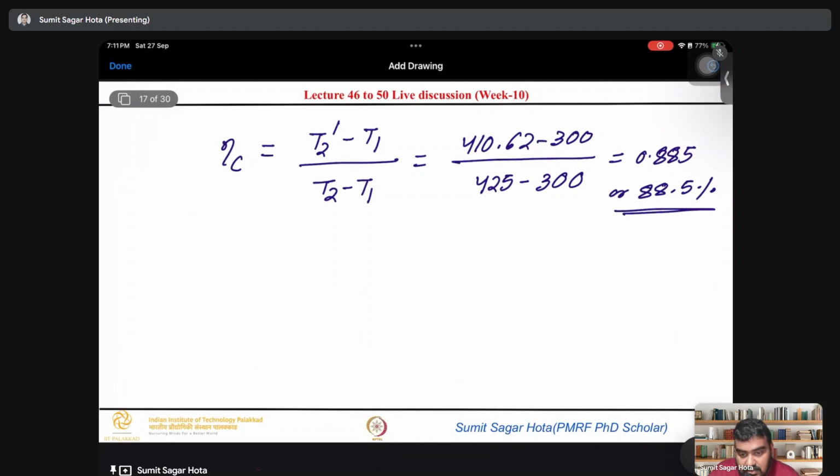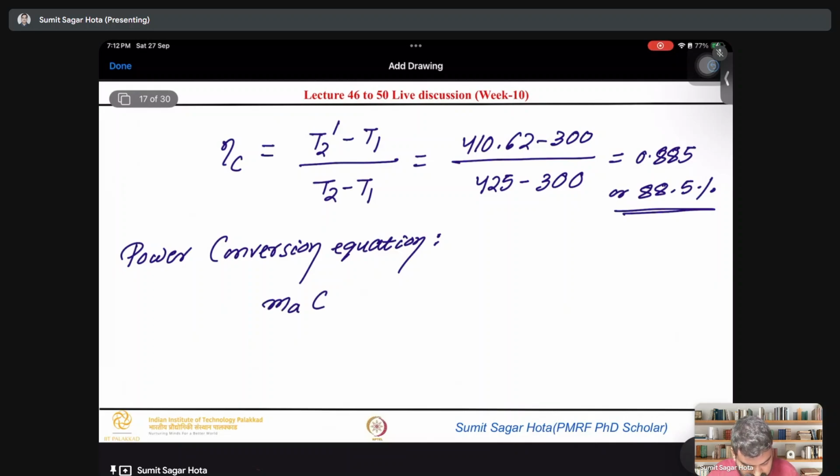Okay, so let's apply the power conversion equation. m dot a Cp delta T is equal to the input power into mechanical efficiency. So we need to find out the m dot a. Let's substitute all the values.